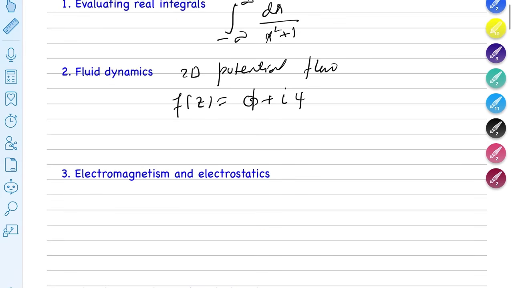And we use conformal mapping as well. Conformal mapping transforms complicated geometry into simple ones. They are used in the flow around a cylinder or in aerofoil analysis.